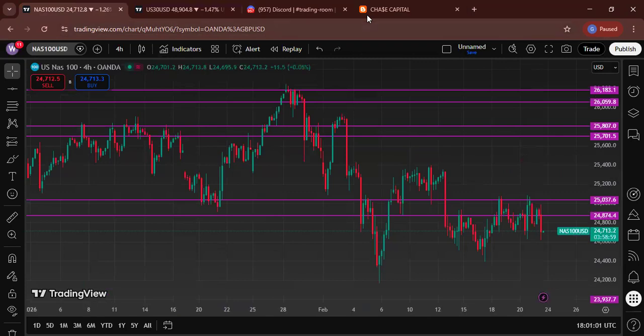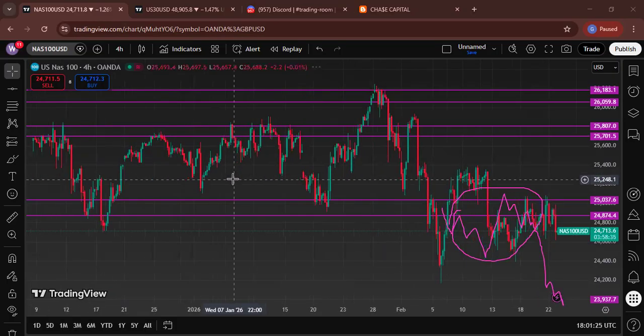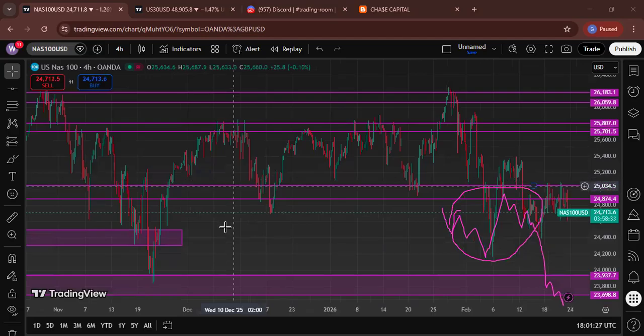Majority of last week, NAS has been in consolidation within this area here. From this area all the way to this, this is the only movement NAS had last week. But remember, we were still quite bearish because this is a breakout retest continuation. So we're expecting price to keep pushing lower. Then the next thing, this is on the 4 hour.